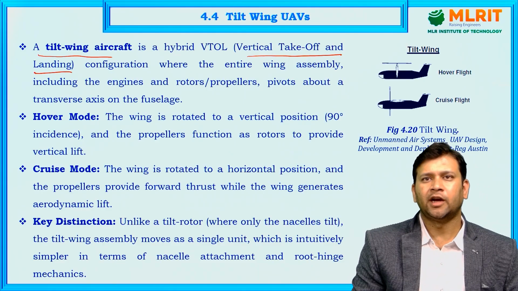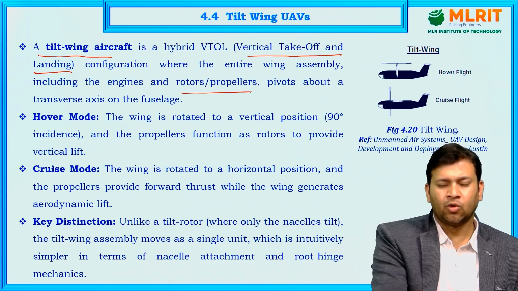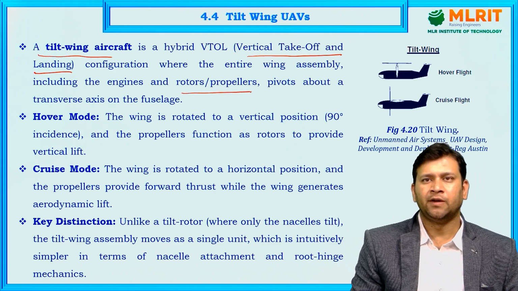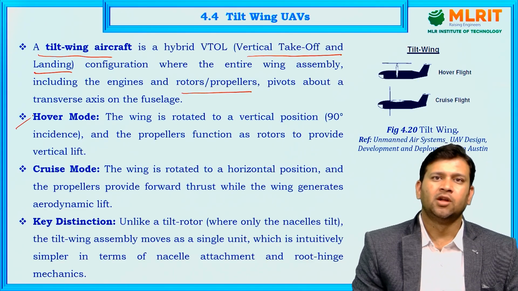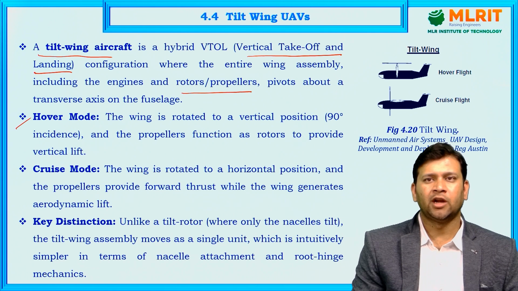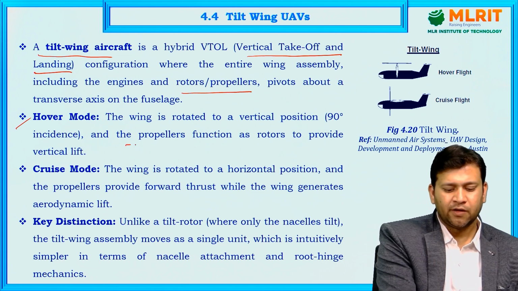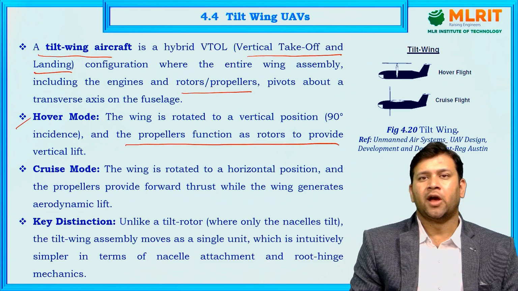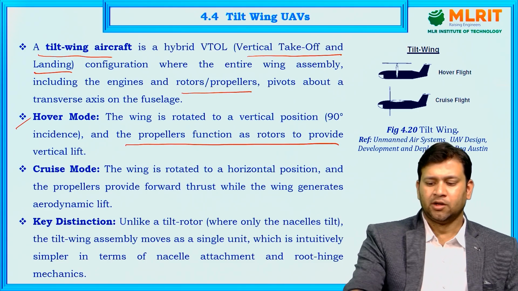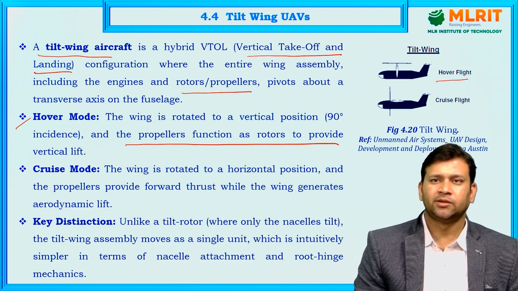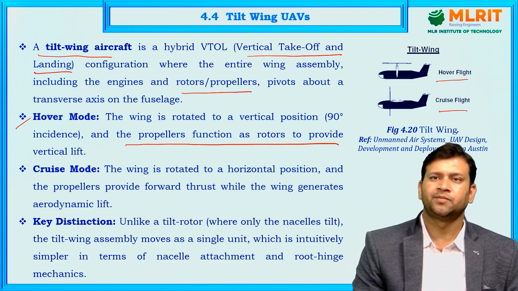configuration where the entire wing assembly, including the engines and rotors, propellers, pivots about a transverse axis on the fuselage. There is a hover mode. The wing is rotated to a vertical position, 90 degrees incidence, and the propellers function as rotors to provide vertical lift. This is the hover flight and this is the cruise flight.